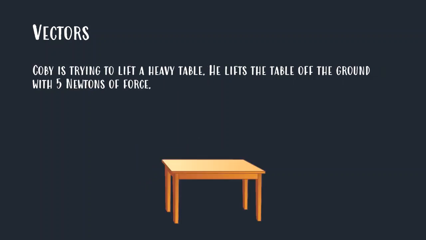Okay, let's try another one. So Kobe is trying to lift a heavy table, and he lifts the table off the ground with 5 newtons of force. So how would we draw this vector? So we'd have a line segment with an arrow pointing upwards, and also we write the magnitude, 5 newtons, next to it.